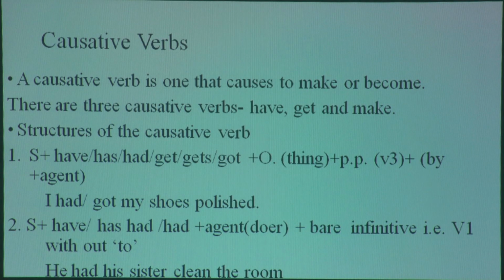Okay, causative verbs. Causative verbs are verbs that are used for cause or make something become, and there are three causative verbs: have, get and make. Okay, so structure of causative verb: when there is subject, have, has, had, get, gets, got, and when there is an object, thing, we use past participle by agent. I had got my shoes polished.